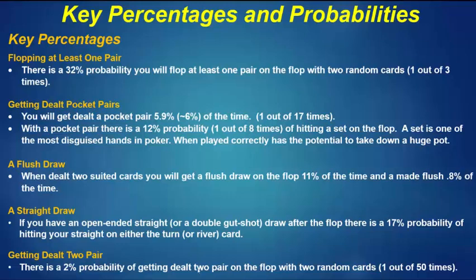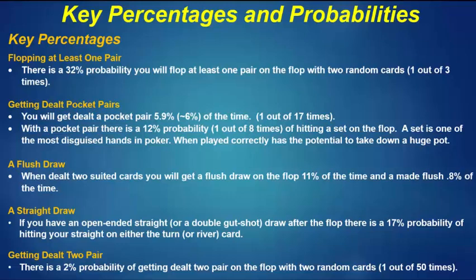A flush draw. When you have been dealt 2 suited cards, you will get a flush draw on the flop 11% of the time and a made flush 0.8% of the time. After the flop, there is a 19% probability of hitting your flush either on the turn or river card. After the flop, there is a 35% probability of hitting your flush if you go all in, and we'll see both the turn and river cards. If you get a flush, it may take down a huge pot.